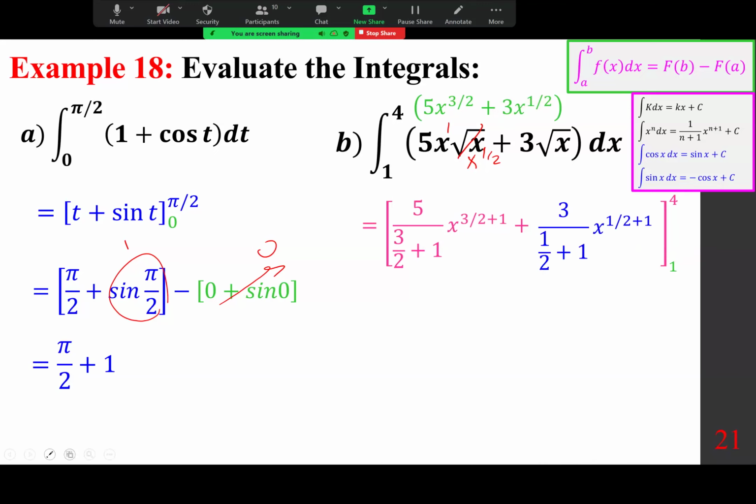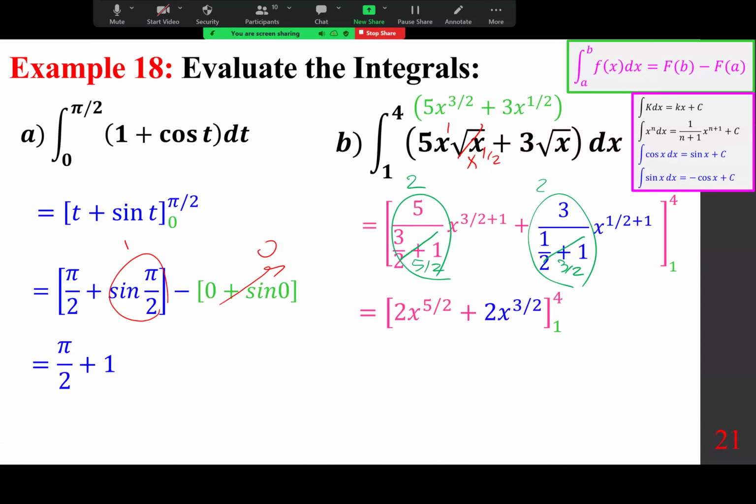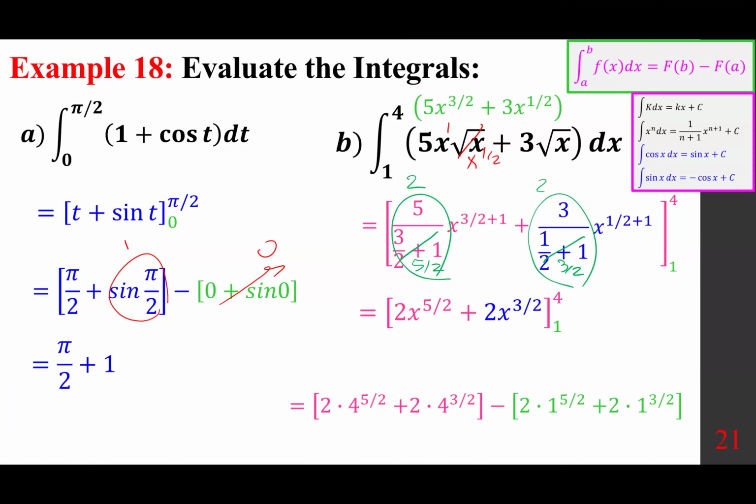3 halves and 1 add up to 5 halves. This is 2, 1/2 and 1 is 3 halves. They add up to 2. And now you plug in the upper limit 4, minus plug in the lower limit 1. We are going to evaluate this with basic math.